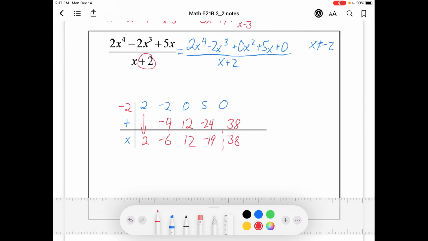For a final answer, I'm going to have 2x to the 3. It'll be 1 less than the power I started with. Minus 6x squared plus 12x minus 19 plus 38 over x plus 2.